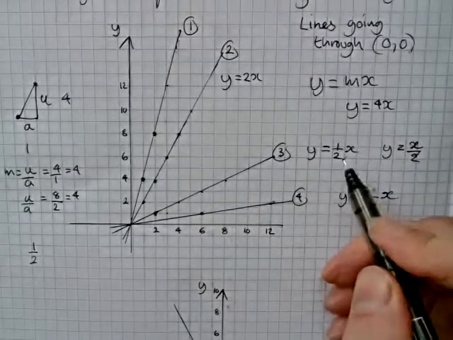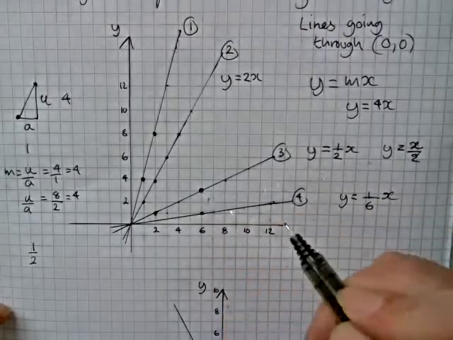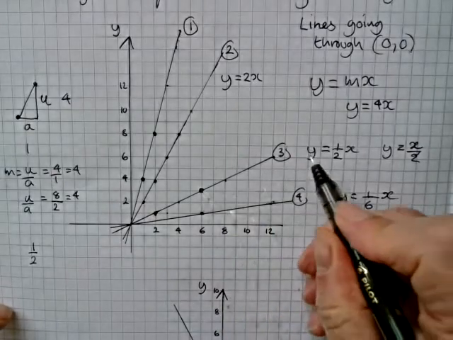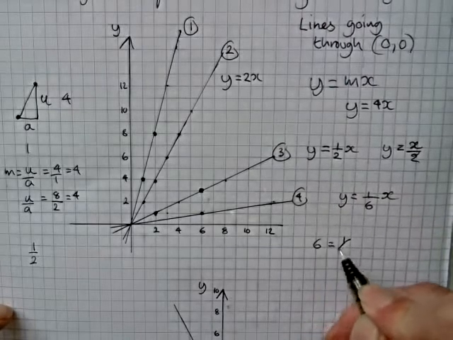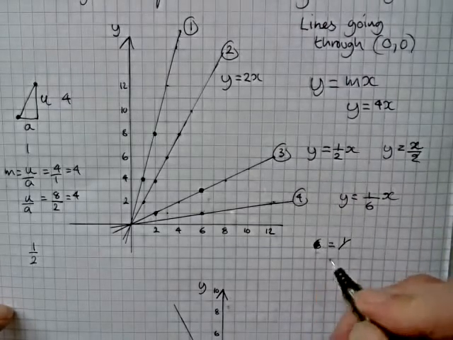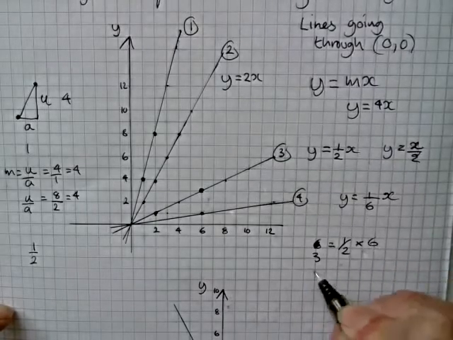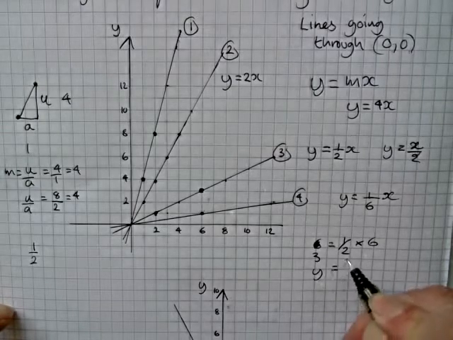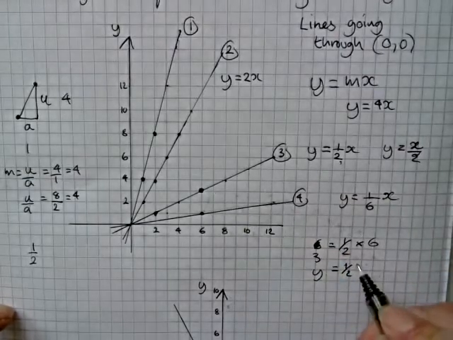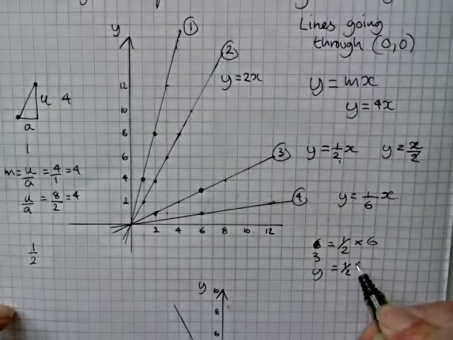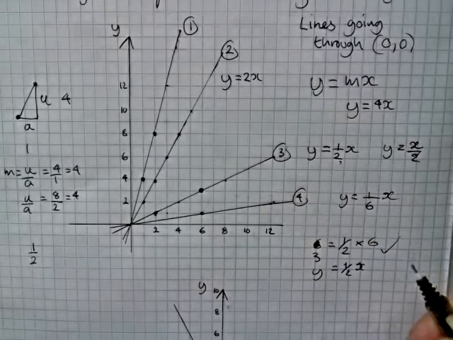On any of these lines you can take points and check that they work. So for example, let's take the point here, which is the point 6, 3. Does 6, 3 satisfy the equation y equals half x? So does 3 equal half times 6? Y equals half x is given, and the point we are looking at has x as 6. So 3 equals half times 6, and it does. So we drew the line correctly.